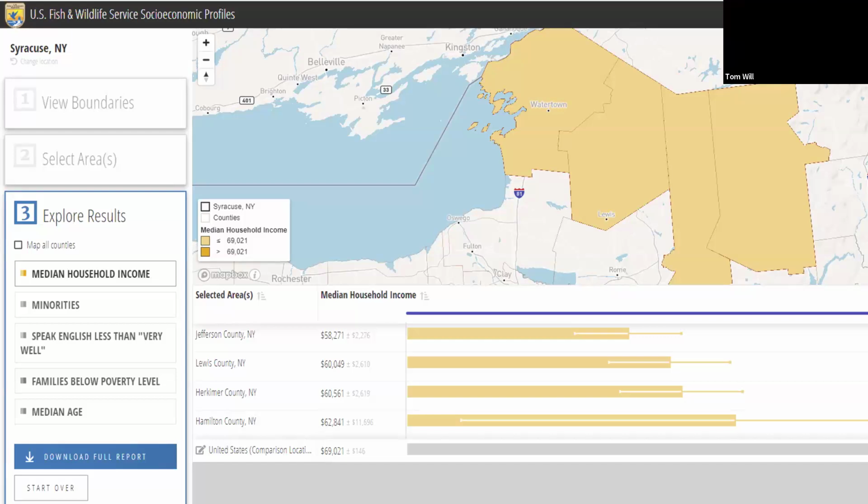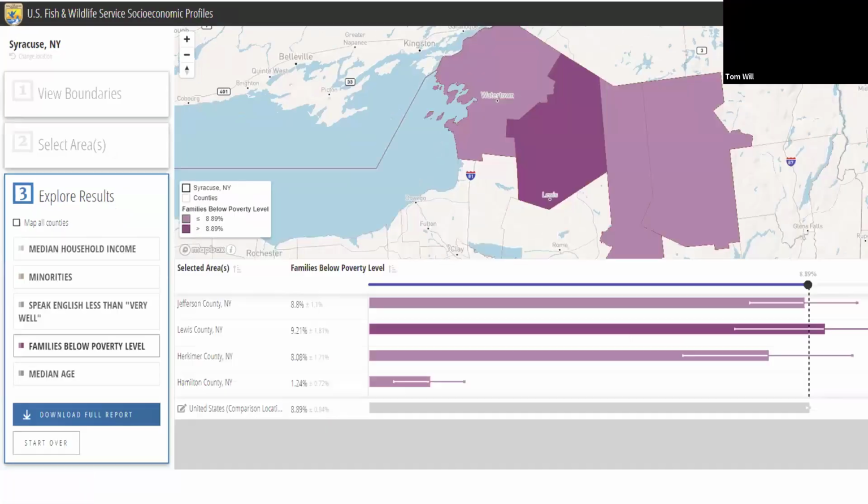So just some initial reactions to this. This is the median household income. So I can see that Jefferson County at the top has the lowest median income, but all of my counties are below the comparison location for the United States here. Similarly, for families below the poverty level, 3 out of my 4 counties have at least 8 or 9% of their population living below the poverty line.